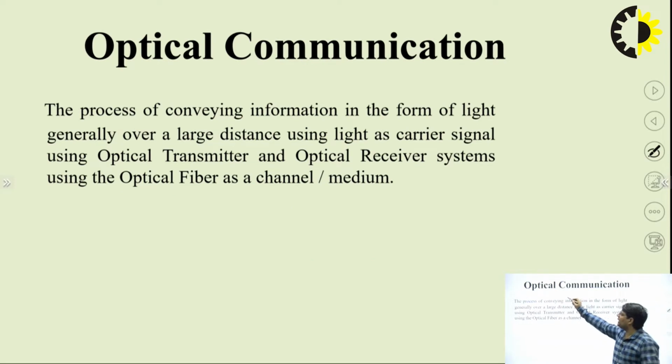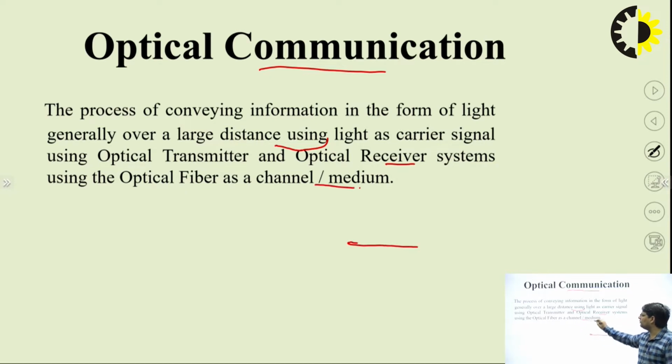So, by combining the terms optical and communication, we can know the meaning of optical communication. Simply, we can say that optical communication is the process of conveying information in the form of light over a long distance using an optical transmitter, an optical receiver, and a special media known as the optical fiber cable.